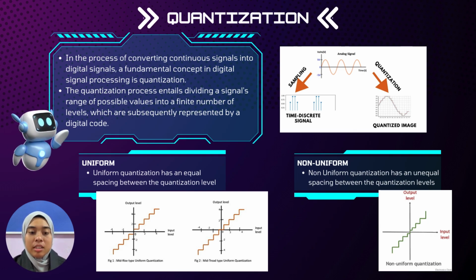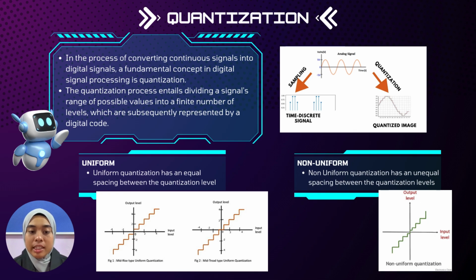Quantization is the process of dividing a signal's range of possible values into a finite number of intervals, which are subsequently represented by a digital code. It is the process of converting a continuous signal into a digital signal. There are two types of quantization. First is uniform, second is non-uniform. Uniform quantization has equal spacing between the quantization levels. As the figure shows, mid-rise type uniform quantization. For the second figure, it is mid-tread type uniform quantization.